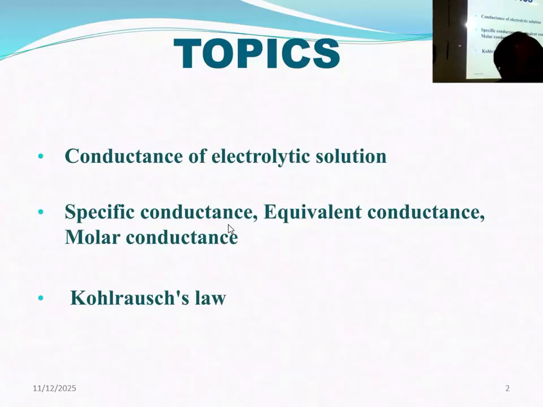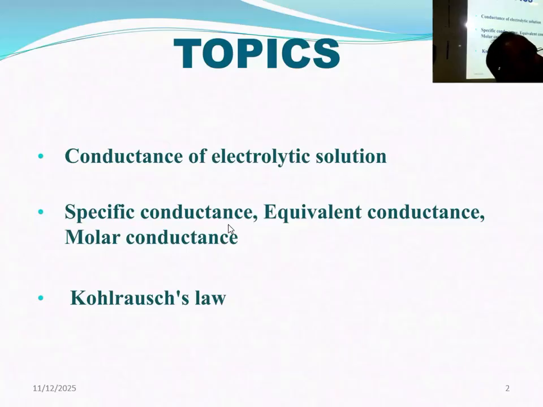If you have two electrodes, cathode and anode, both 1 square centimeter in area, and in between the electrodes you have a 1 centimeter gap, then how much solution will be contained in between? 1 cc. So that is the specific conductance of 1 cc of electrolyte. That means we can explain it this way.